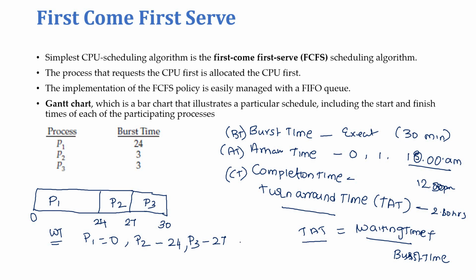So now we need to calculate the average waiting time. So 0 plus 24 plus 27 divided by 3. So you will get around 17. So this is your average waiting time.